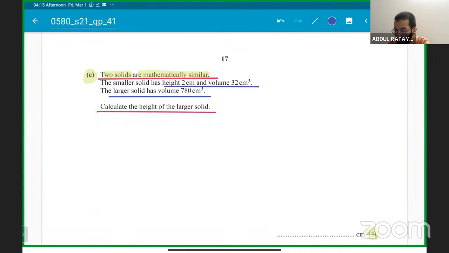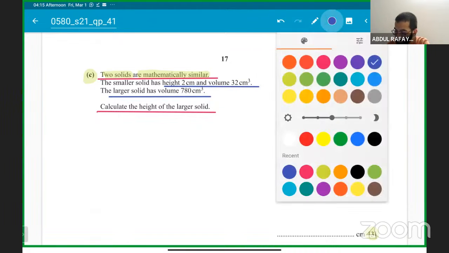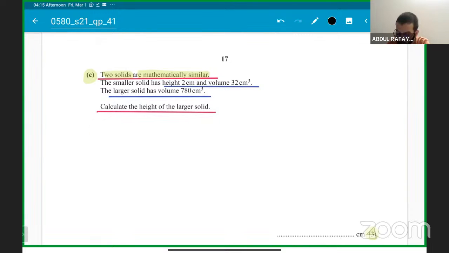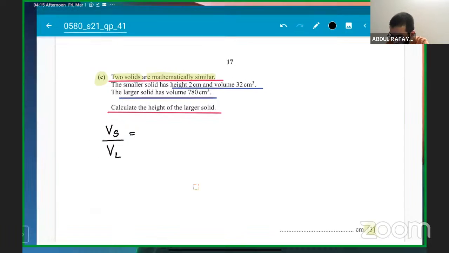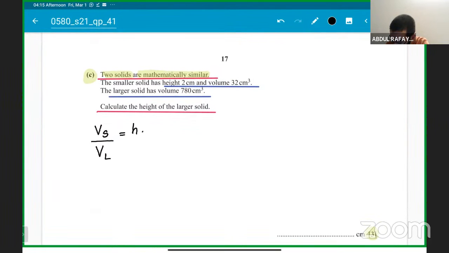Okay. So we need to be careful when we are solving this. So it will be volume of the smaller solid divided by the volume of the larger solid, which is equal to, remember the formula and concept when we are talking about volume, height of the smaller divided by height of the larger to the power of cube. So in volume, we have to do the cube of the heights to get the volumes ratio.